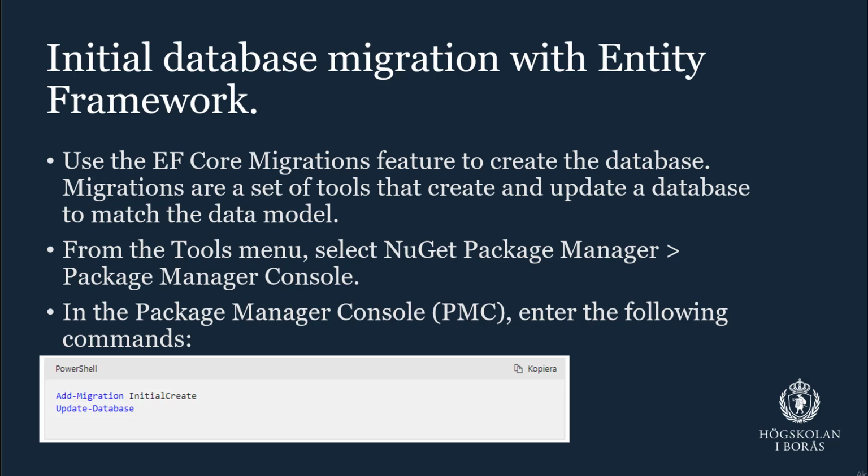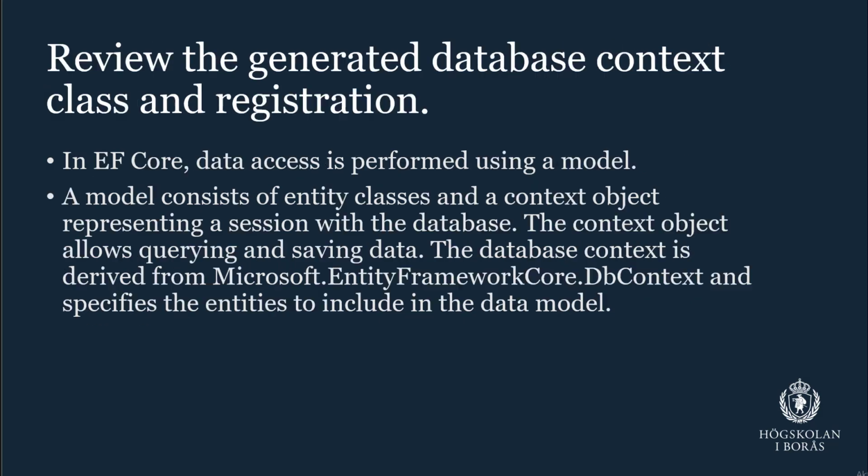So let's use the Entity Framework Core migration feature to create the database. Migrations are a set of tools that can create and update a database to match the data model. From the Tools menu, select NuGet Package Manager and then select Package Manager Console. In the Package Manager Console, which we usually shorten as PMC, enter the following commands to get it running. In this script, we will write add-migration InitialCreate, and then on the second line we write update-database in order to create our first initial database migration with Entity Framework.